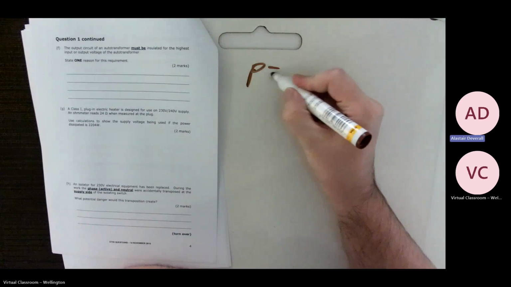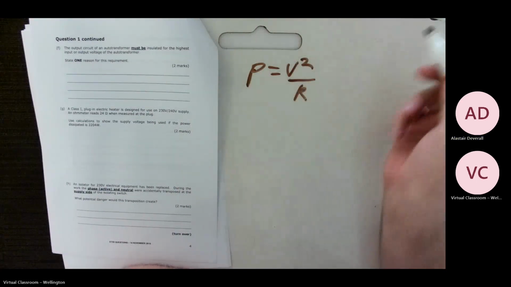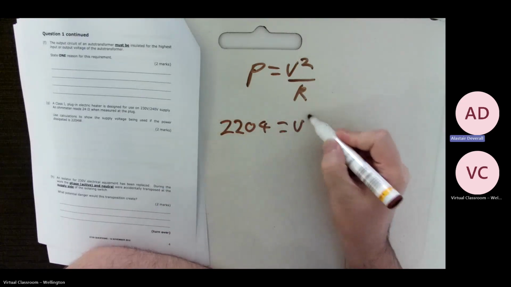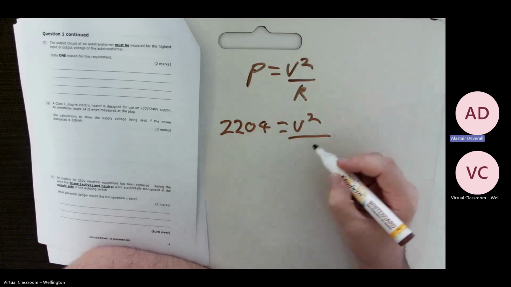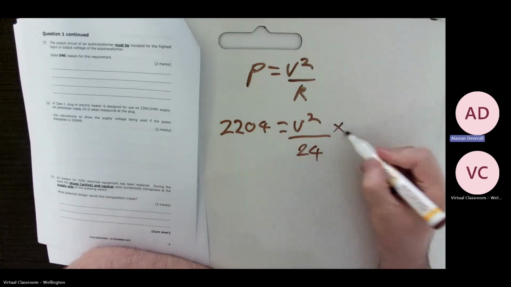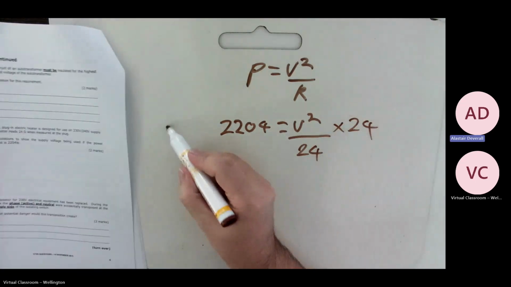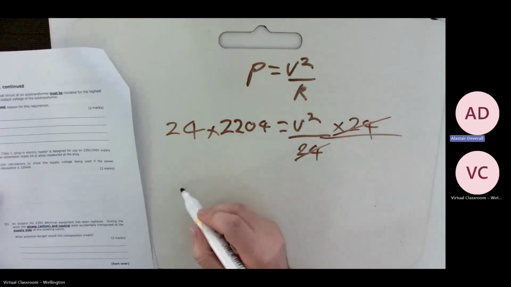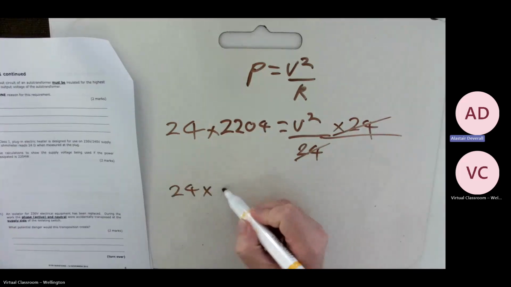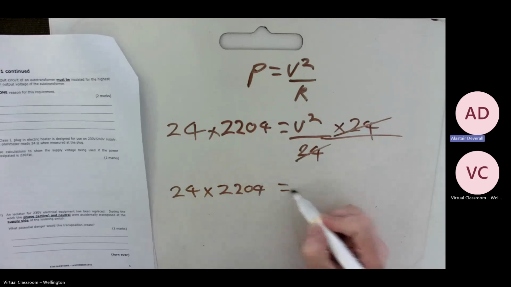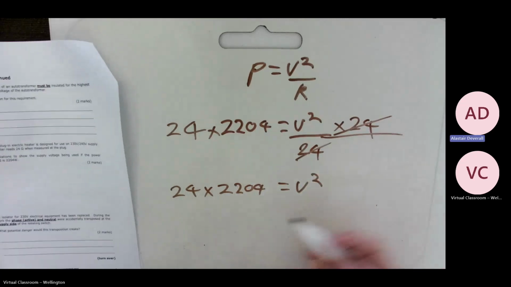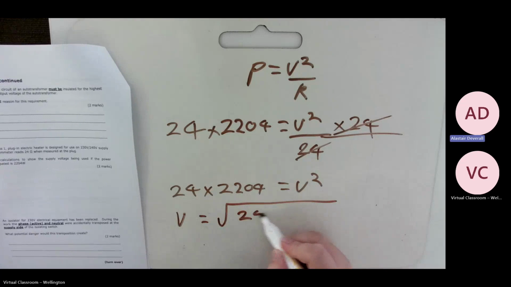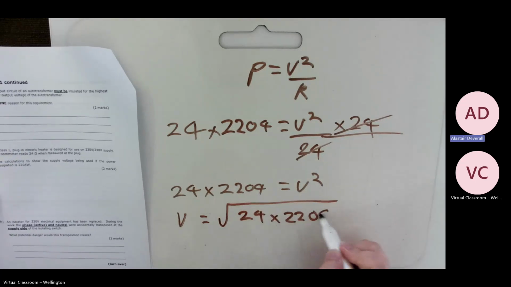So our formula is P equals V squared over R. Now we have 2204 equals V squared over our 24. Now, if we multiply this side by 24, our 24s cancel. So now I have 24 times 2204 equals V squared. We want to have V equals, so V equals the square root of 24 times 2204.